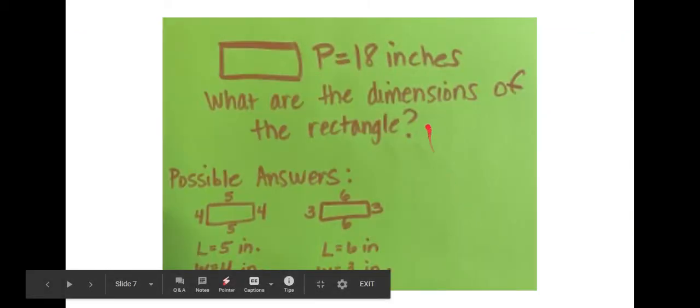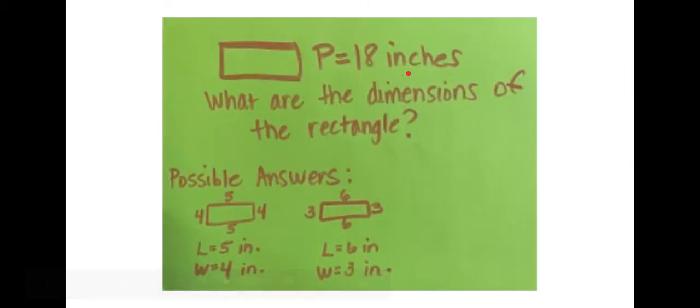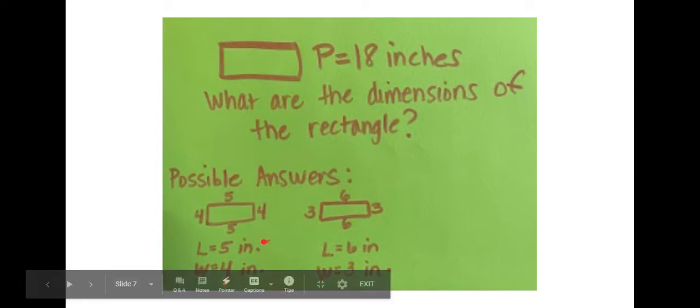Okay, so if I have a rectangle that has a perimeter of 18 inches, so here are some of my answers. Now there's really more than one answer, but here are some examples. So I could have a rectangle that's 5 by 4 because I know 5 plus 5 plus 4 plus 4 is 18. The perimeter is 18.